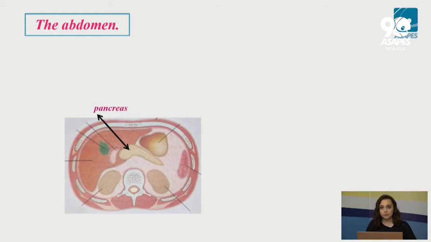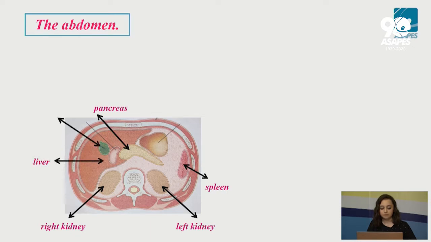In the picture, you can see different organs that are located in the abdomen. Pancreas, spleen, left kidney, right kidney, liver, gallbladder, duodenum, stomach.